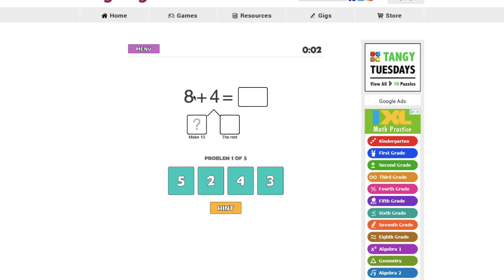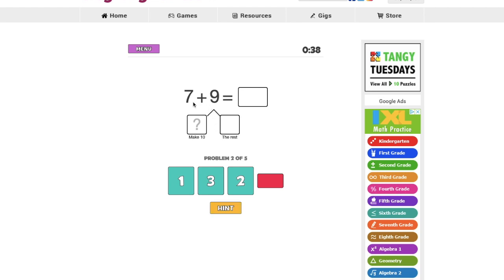So the question is 8 plus 4 equals. So the strategy is to first make 10. And we know that we need to add 2 to make 10. And the rest is 2 because we broke up the 4 into a 2 and a 2. So the answer is 8 plus 2 is 10. 10 plus 2 is 12. All right, so let's say I wasn't sure how to do this. I can click on the hint. Oh, it took away a number.